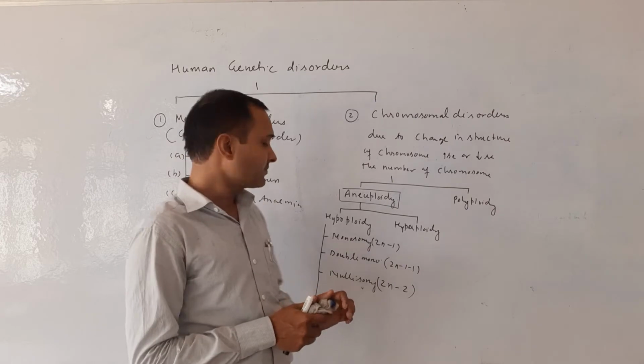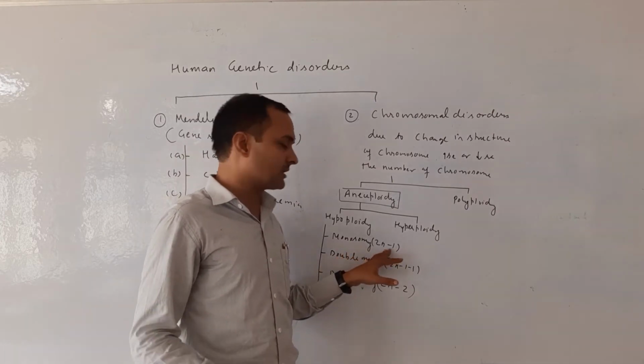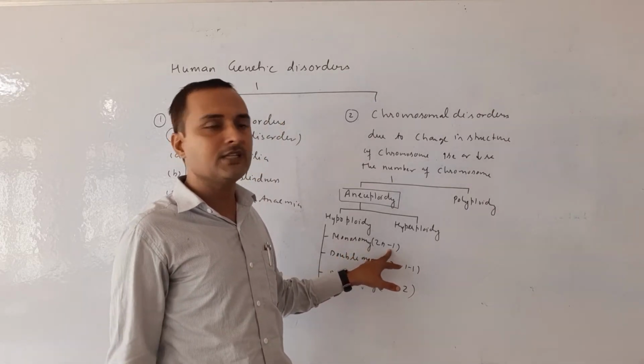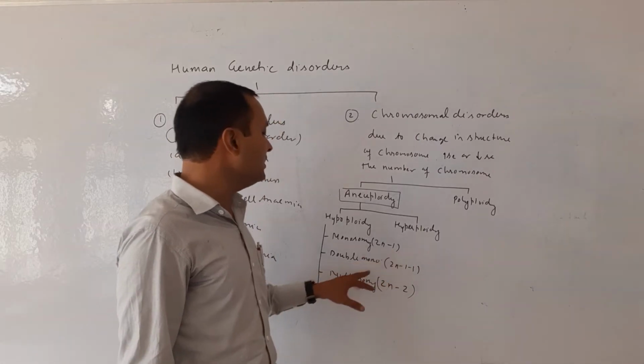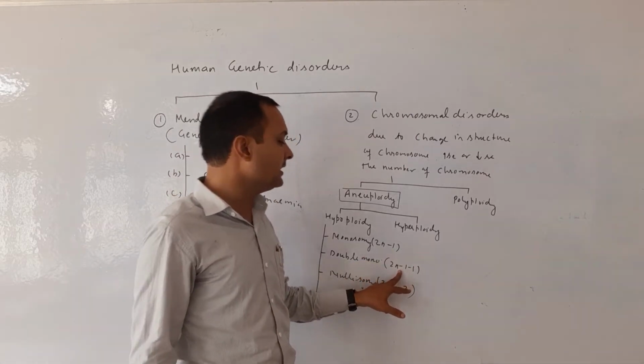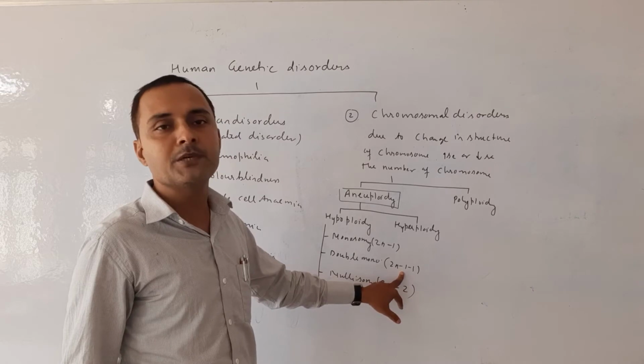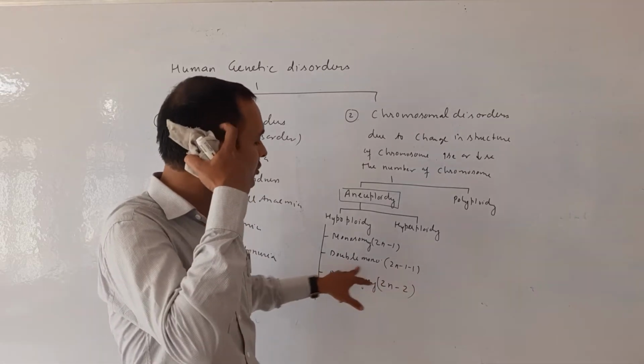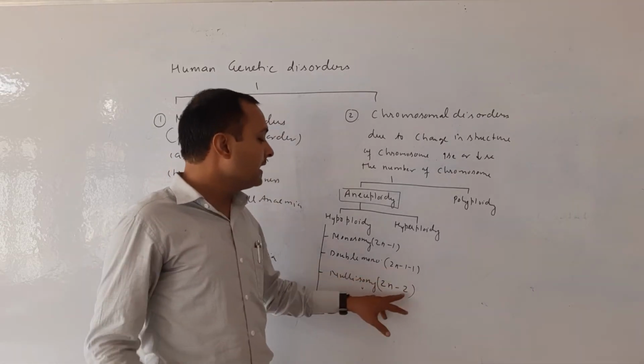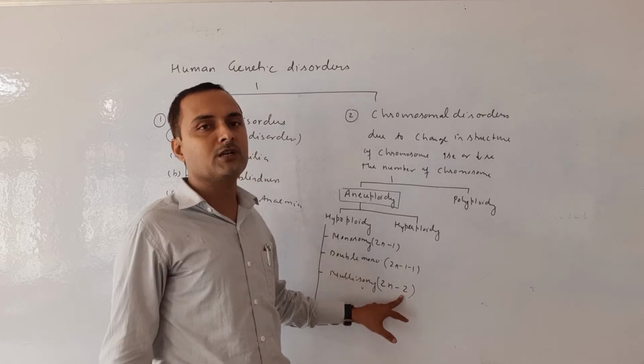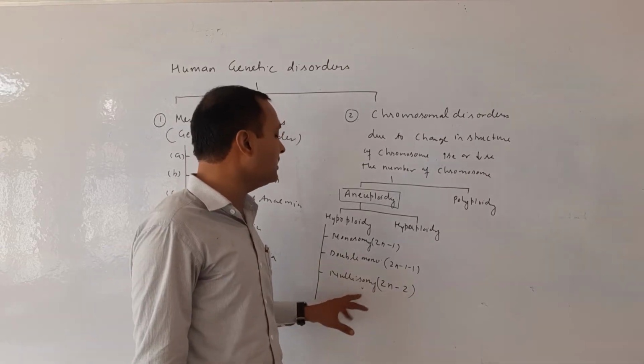So when only one chromosome is lost from a normal diploid set, it is known as monosomy. When two chromosomes that belong to different pairs are lost from the diploid set, it is known as double monosomy. And when a pair of chromosomes is lost from the normal diploid set, it is known as nullisomy.